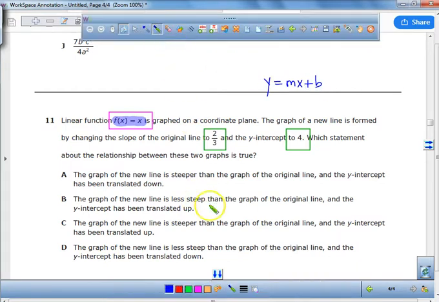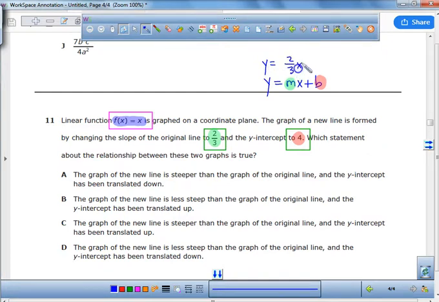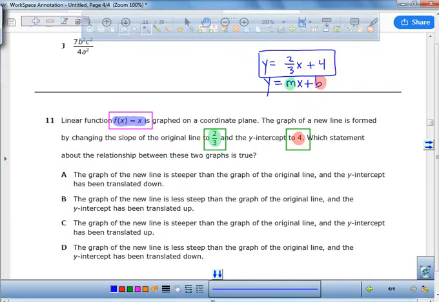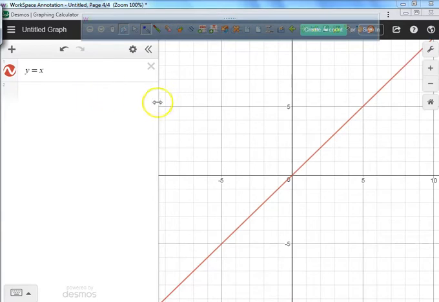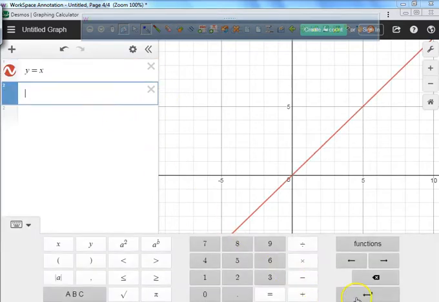So what I want you to do now, you see where it says 2/3? We're going to plug in the 2/3 right there. And then we're going to plug in the y-intercept right here. So what's our new line going to be? Instead of y equals x, it's going to be y equals 2/3 x plus 4. There. Go ahead, type that in. Type that into Desmos right here. After you do that, hit enter.